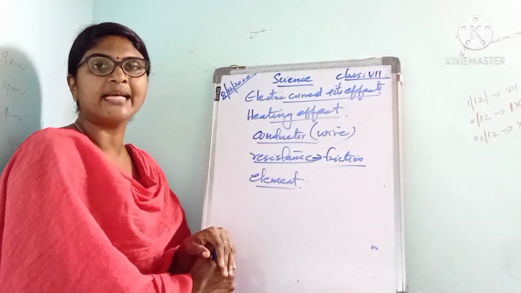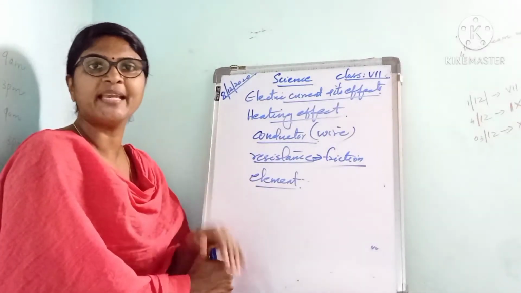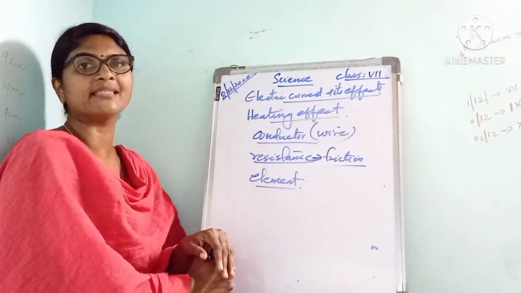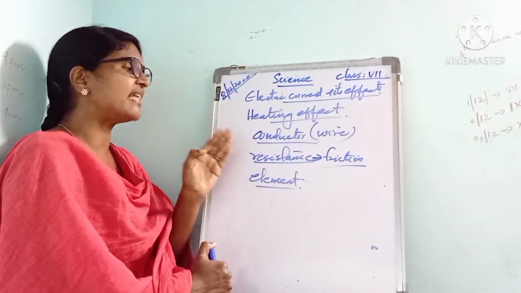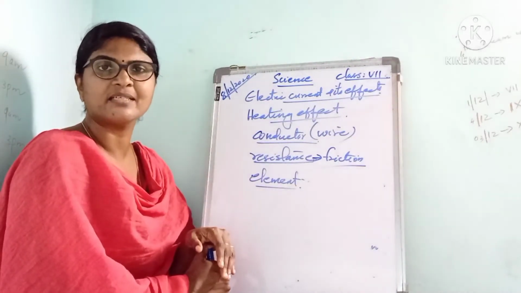Electric bulb, water heater, electric iron, toaster, room heater, electric oven. These are examples of electric devices that are based on the heating effect of electric current. Listen to it. All of you got it?